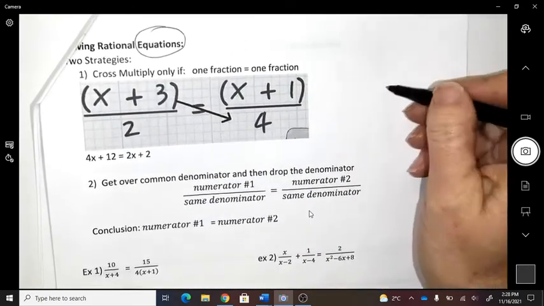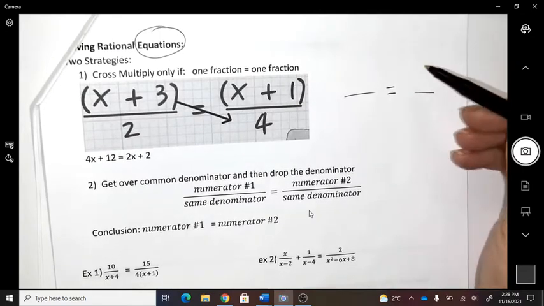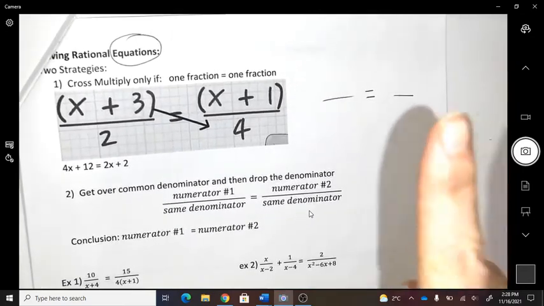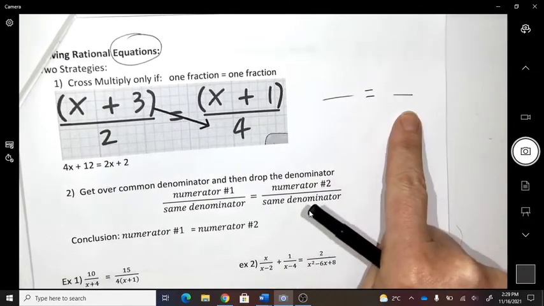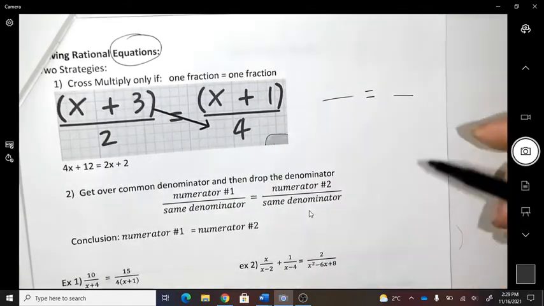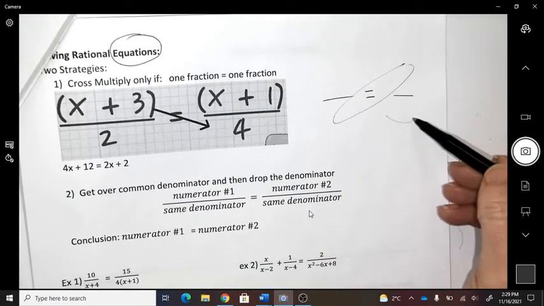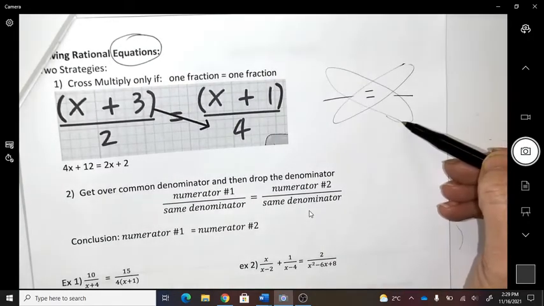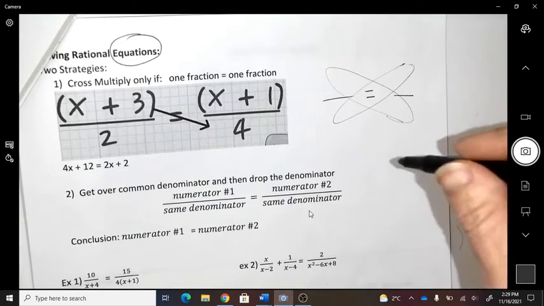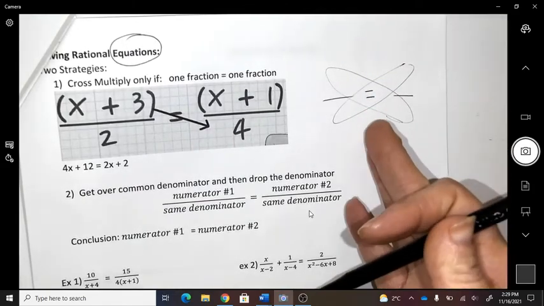A cross-multiply situation is when you have one fraction equal to one fraction, and then you make this times this equal this times this. This strategy only works across an equal sign.